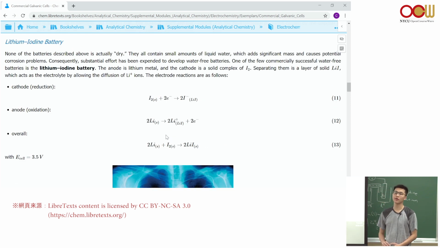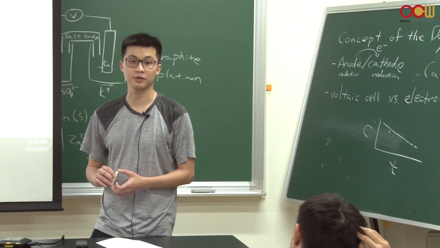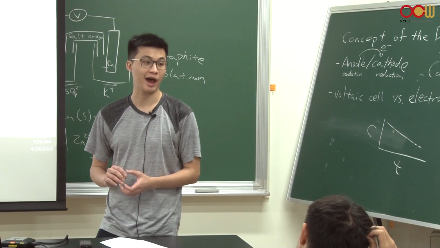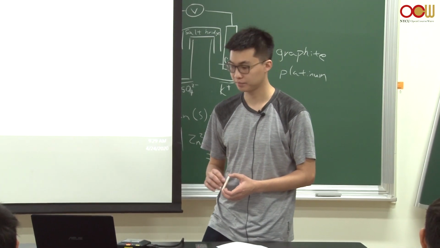Even though we call them dry batteries, they actually have a very small amount of water present in the cell. This is why, when you store a battery in a very humid place, the rusting process will take place, and sometimes you will see some white precipitate or white solid on the outside, right? These are the electrolyte coming out from your battery.